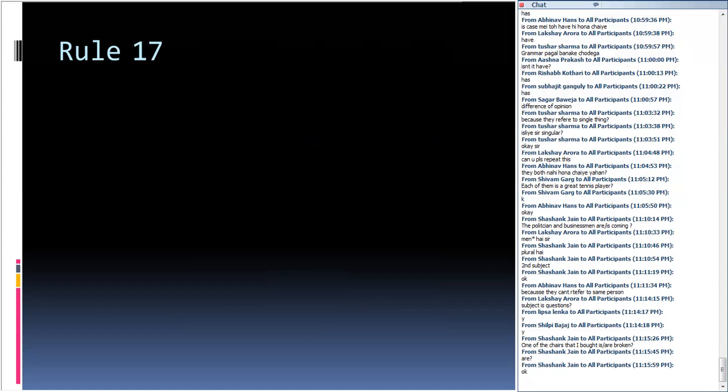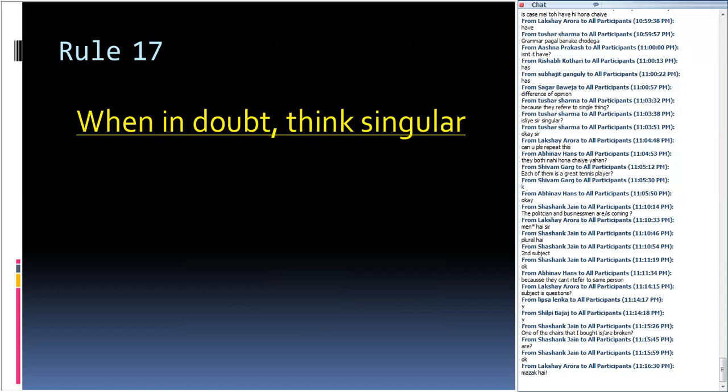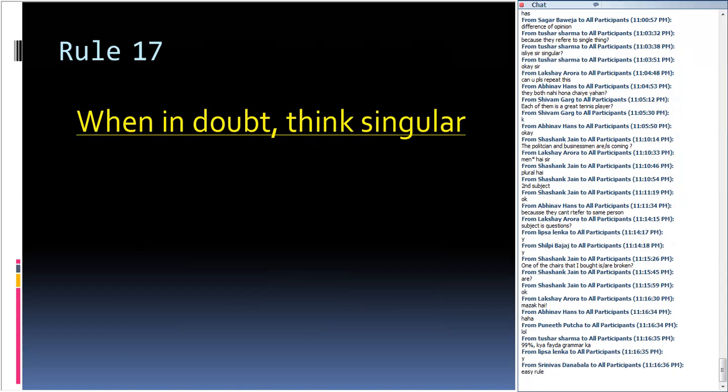Rule number 17. सबसे important rule. Whenever you are in doubt, there is a 99% possibility that the verb is going to be singular. Okay. Remember, whenever you are in doubt, सारे rule का, all 16 rules का एक rule, whenever you are in doubt, there is a 99% possibility कि जो verb होगा वो singular होगा. तो आपको अगर guess भी करना हो तो singular verb पे guess करना. Is this clear?